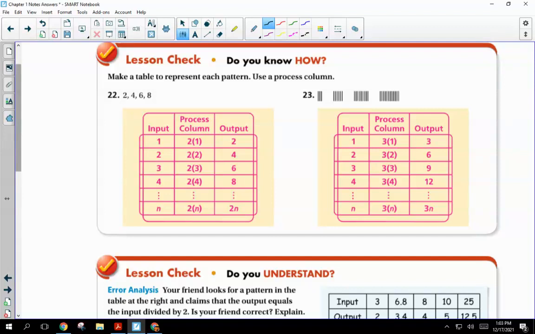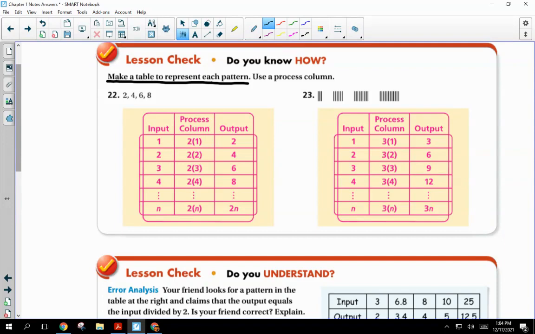You just kind of want to check and maybe do it ahead of time when I do these, and then check when I give you the answer. Pause these videos, and then you can see the answer next. But this is how you do it. Make a table to represent each pattern. Use a process column. So here's the table.